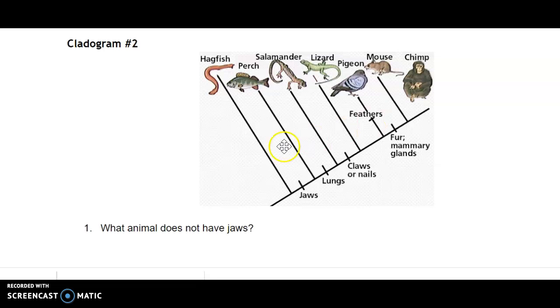So what animal does not have jaws? Jaws came in right here. The hagfish came in before those jaws developed. So hagfish would be the one that does not have jaws. That would be the hagfish.